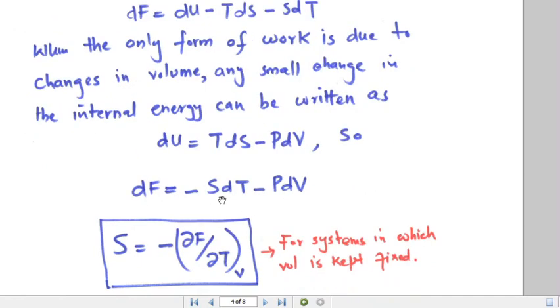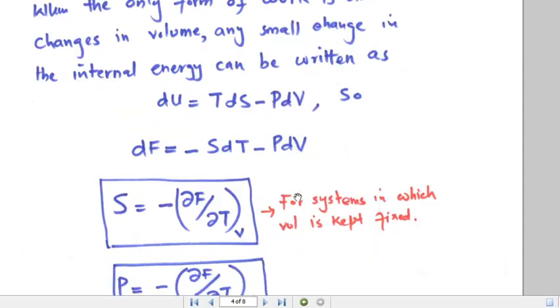So it means that you can find the entropy of any system in terms of the free energy, which is equal to minus partial F by partial T. But this is the formula for the entropy when the volume of the system is kept constant. So it means that S is equal to minus partial F by partial T only holds when the volume of the system is kept fixed.